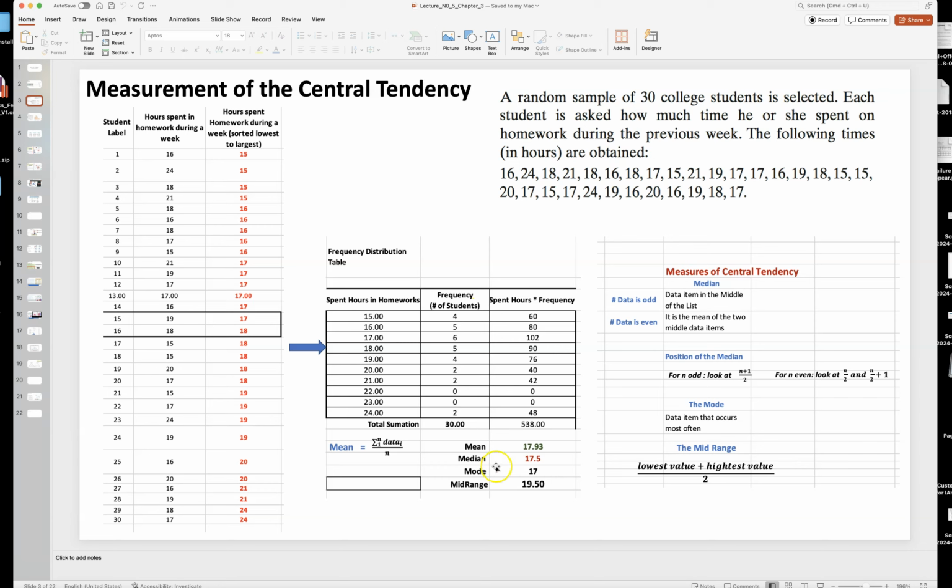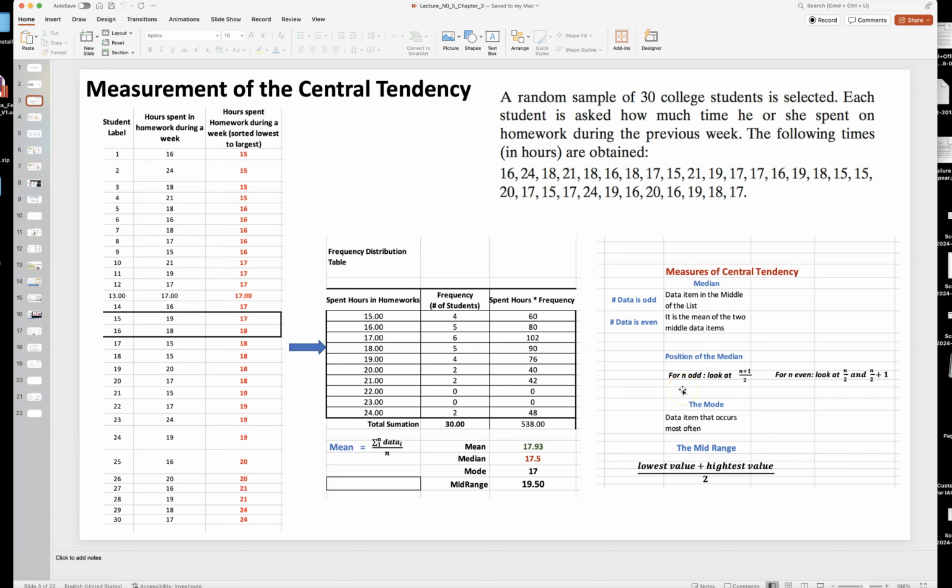But there are other ways to assess the central tendency. That is the median, the mode, and the mid-range. Okay? So the median, what is the median? The median is the following.